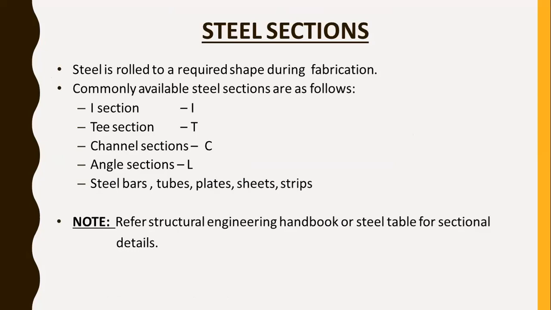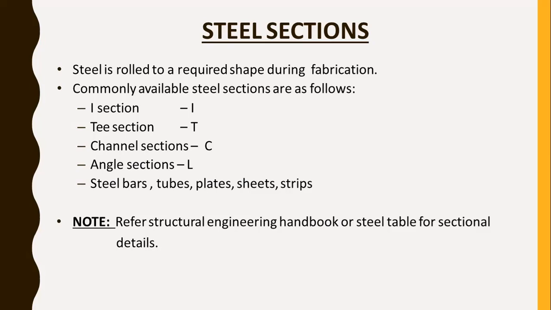And we learned about the steel sections. What are the steel sections used in steel structures, right? Which are the I section, T section, channel sections, angle sections, steel bars, tubes, plates, sheets, strips, etc., right? But one thing to note here is that for the construction or the design of the building, we definitely refer to the structural engineering handbook or the steel table for the sectional detail, right?